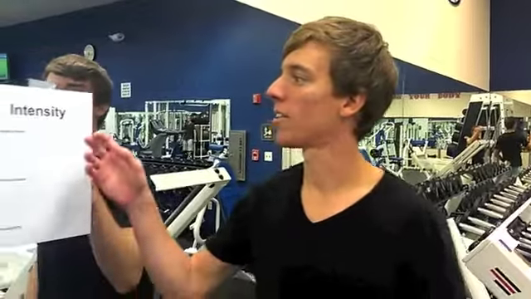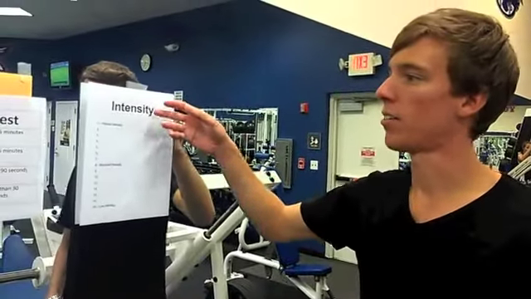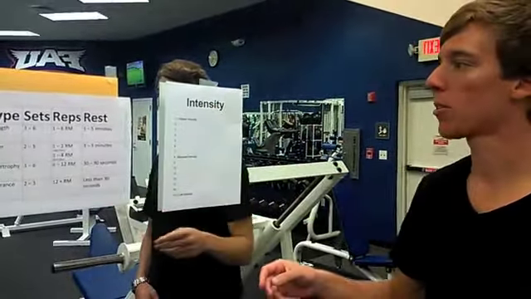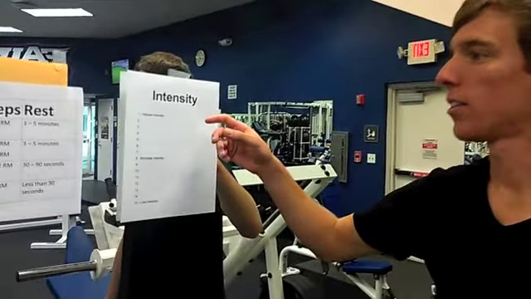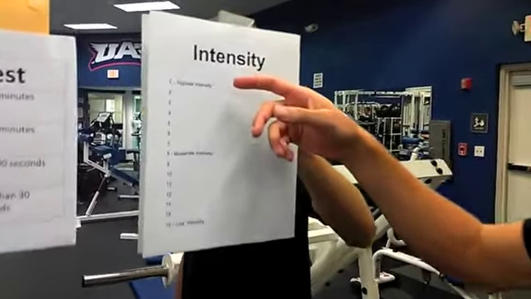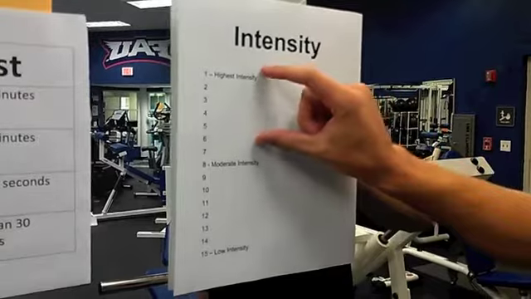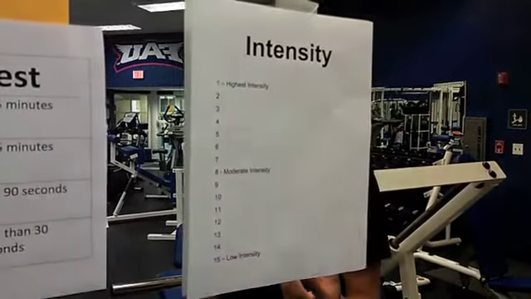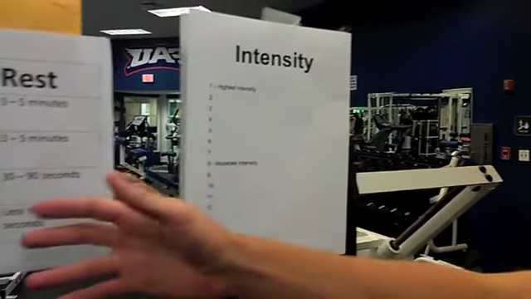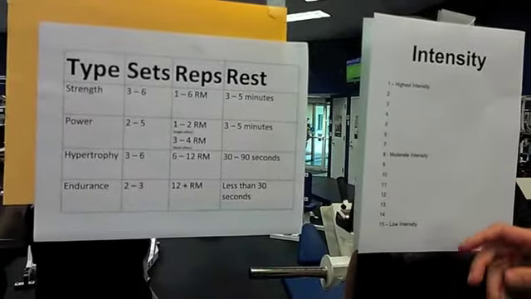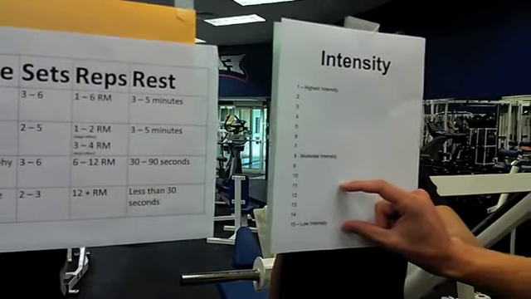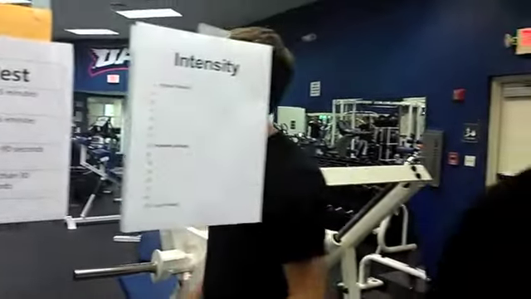The last thing we're going to talk about is intensity, and how intensity is governed by the reps. If you're doing strength training, you're at the higher end of the continuum, which means you're at the higher intensity, which means you're doing the highest amounts of weights. If you're at the opposite end of the continuum, and you're in endurance, then you're at the lower end of the continuum, meaning that you're doing lower intensity, which means you're simply doing lower weights.